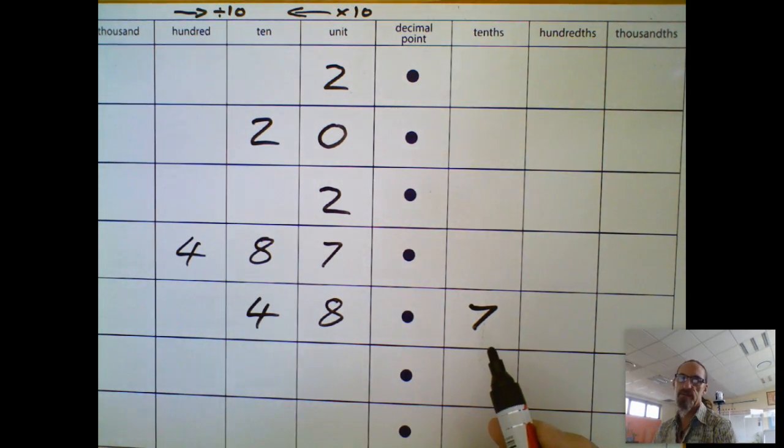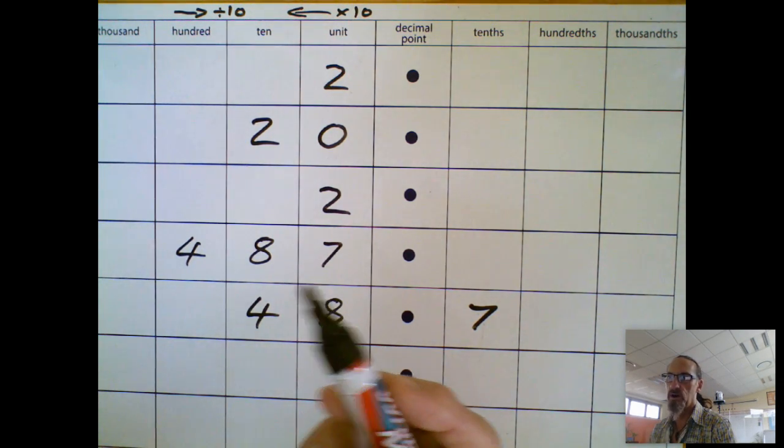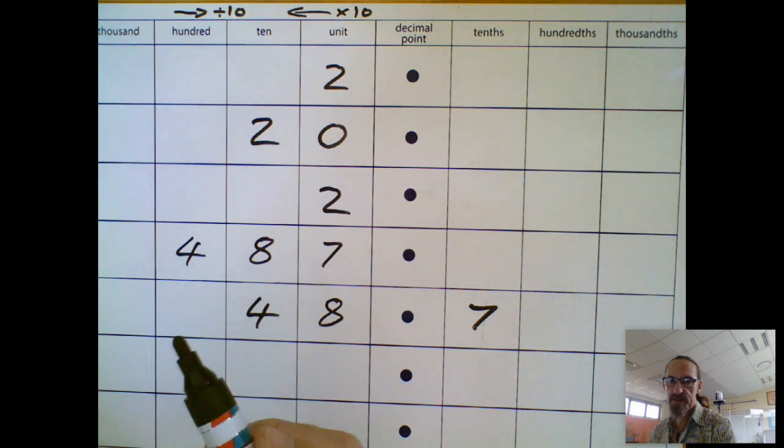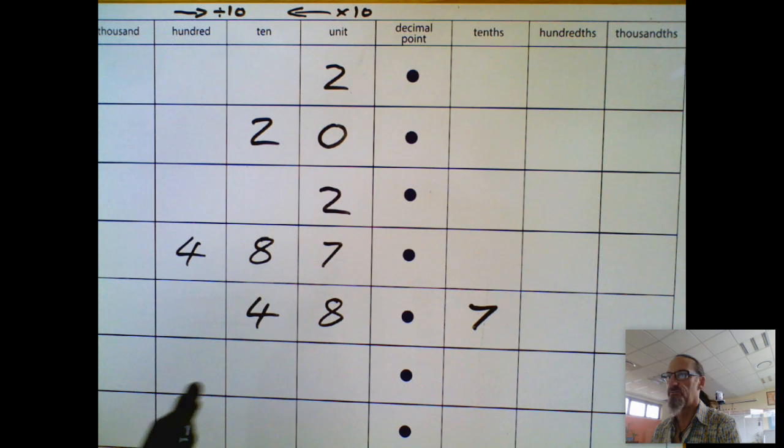So we can see then clearly that when we multiply by 10, all the digits in the number move one column to the left. When we divide by 10, all the digits in the number move one column to the right.